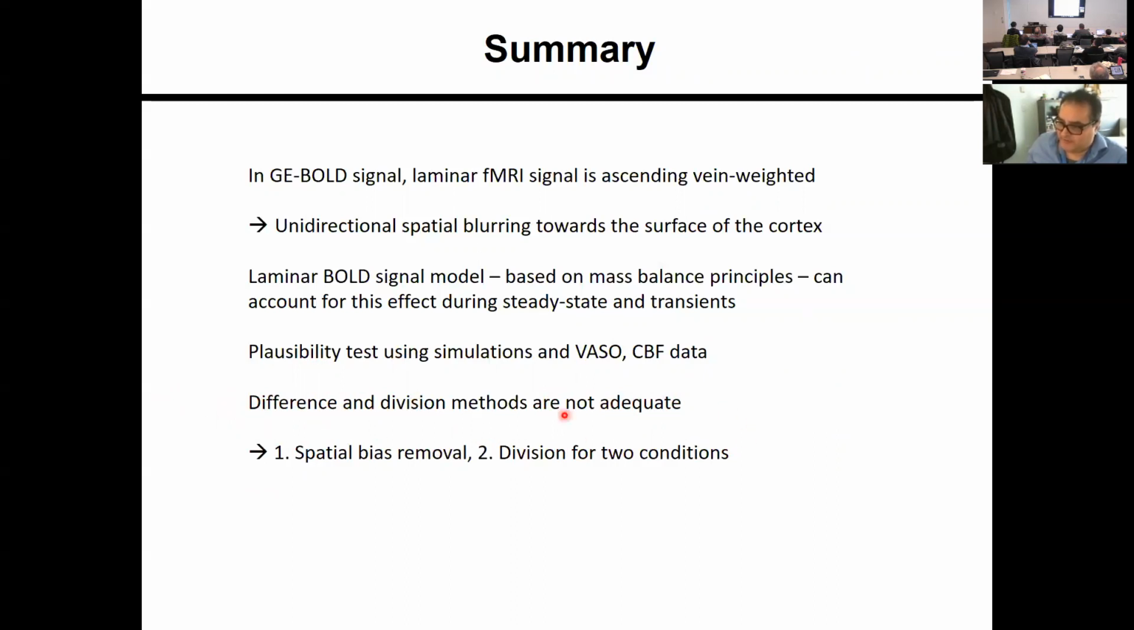So my recommendation would be to remove spatial bias based on our method or based on David Norris' approach, which is similar to our method during steady state. Then you can still use the division method, if you have two conditions, to remove different T2 stars or blood volumes in different layers in order to remove any further spatial bias, but only as a second step. First step, you have to do spatial bias removal. And with that, thank you for your attention. If you have any questions, I'm happy to answer.